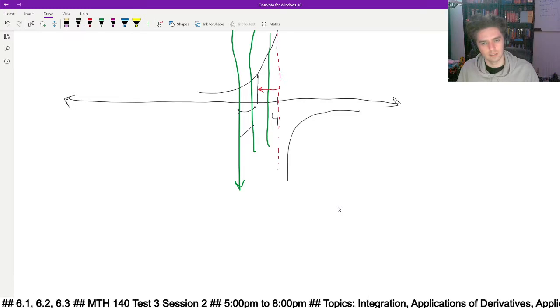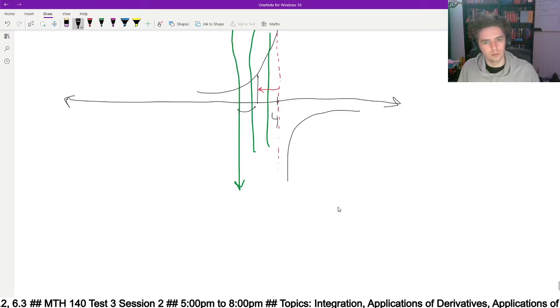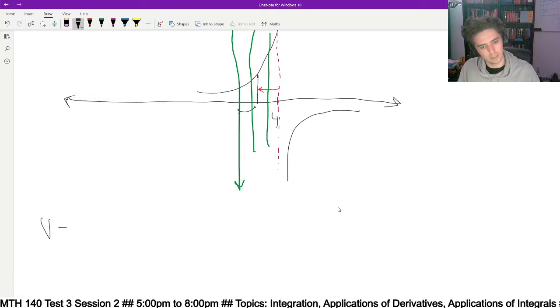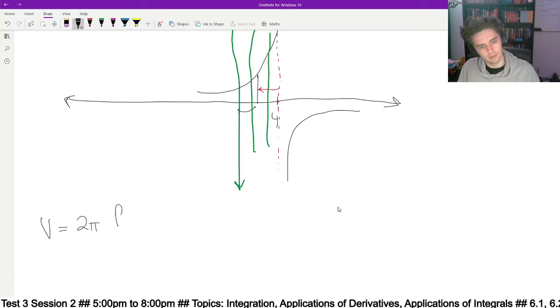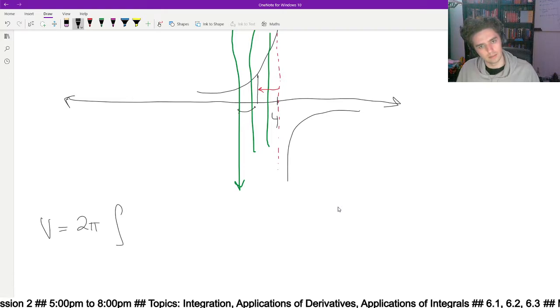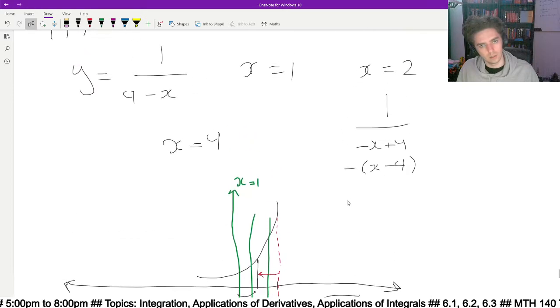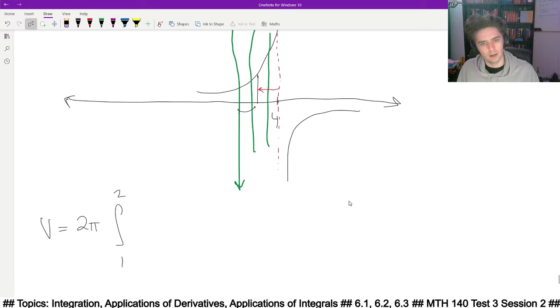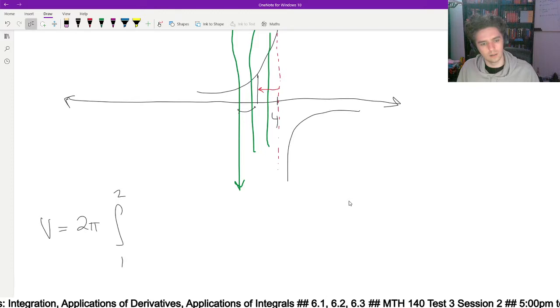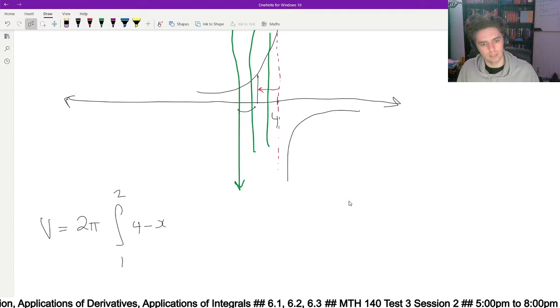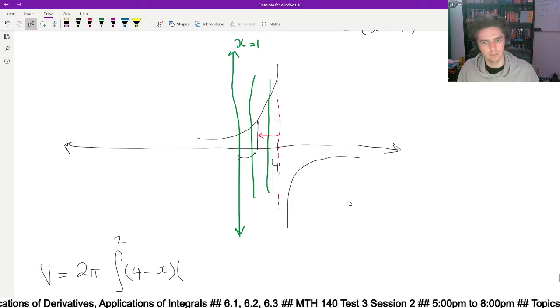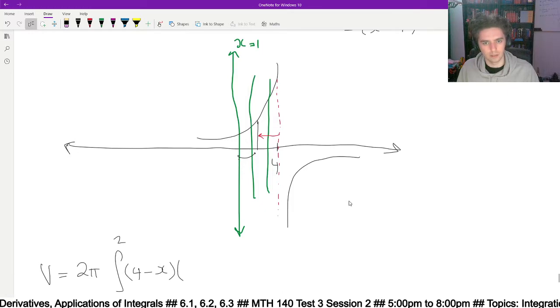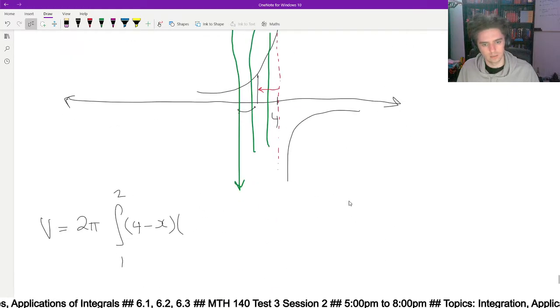Hopefully that makes sense. So we need our formula. So v equals 2 pi integral from 1 to 2 of the radius, so 4 minus x, times the height. And the height will just be 1 over 4 minus x.